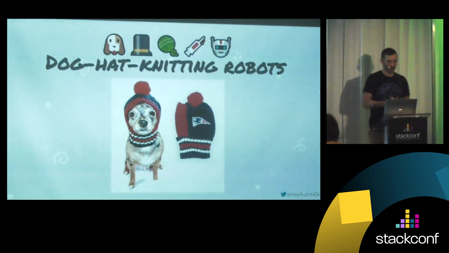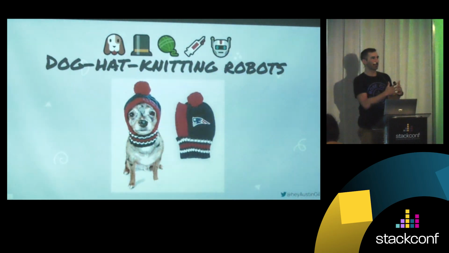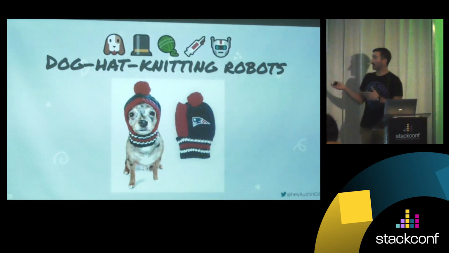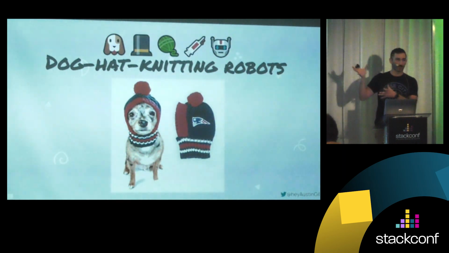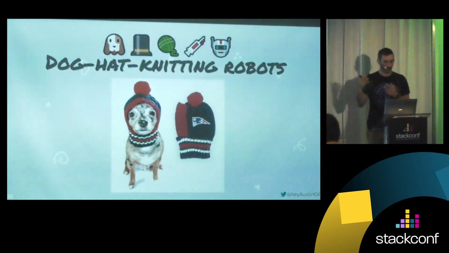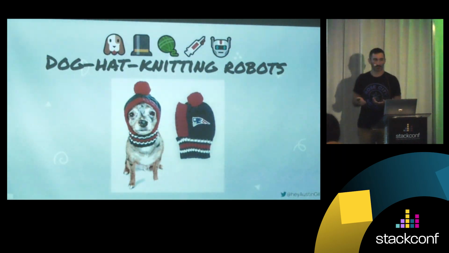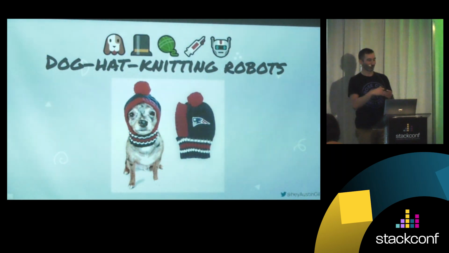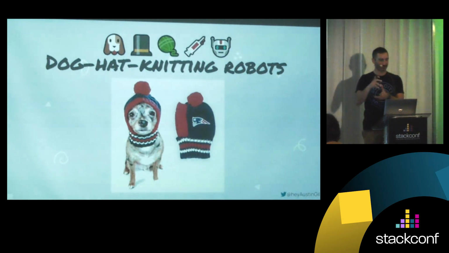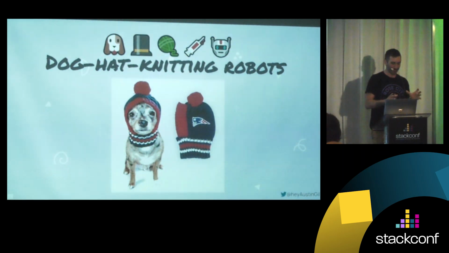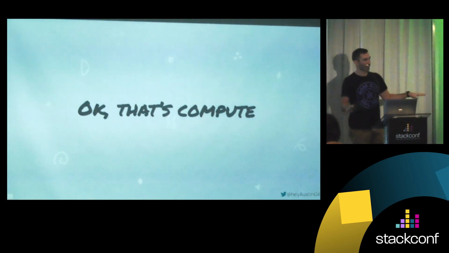So now, compared to static sites where everything is built in advance, clients can come and say, I have a very specific dog with a funny shaped head who also really likes the Patriots for some reason. And the robots can take the spec of the dog and do the dynamic dog hat, which is great. Okay, so that's all I'm going to cover about compute.